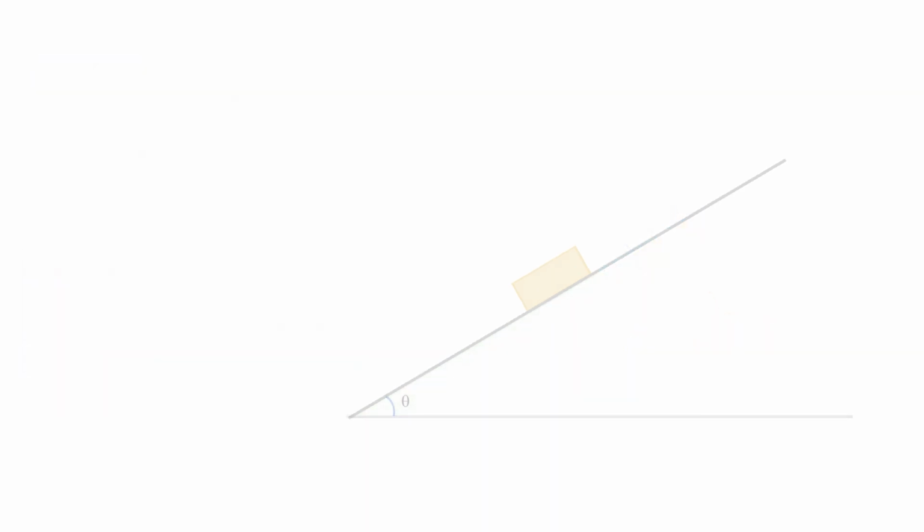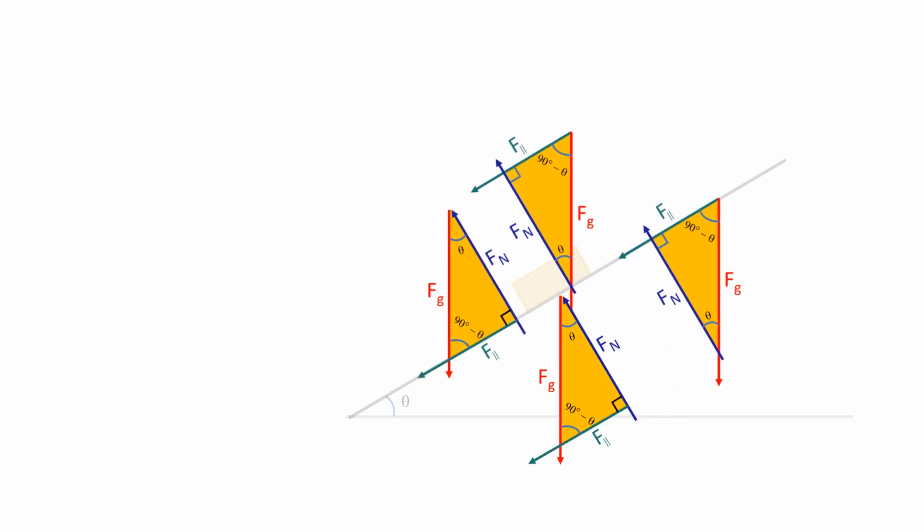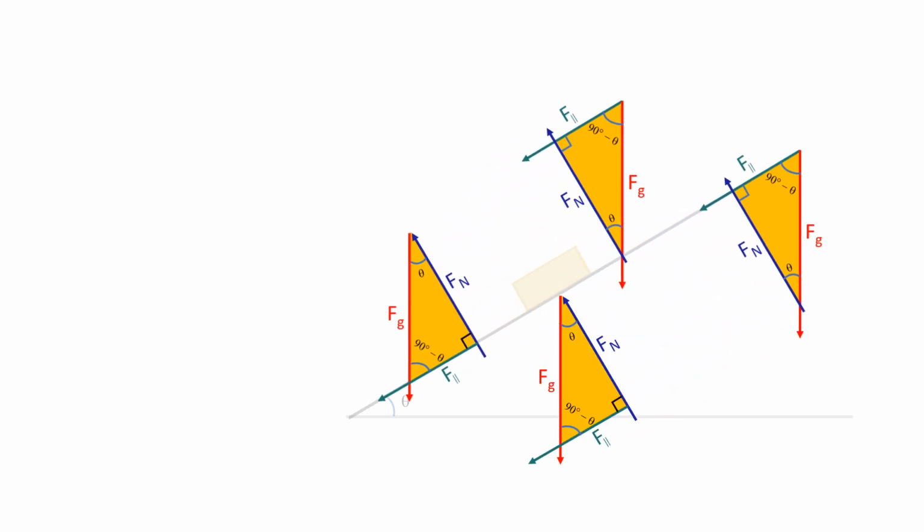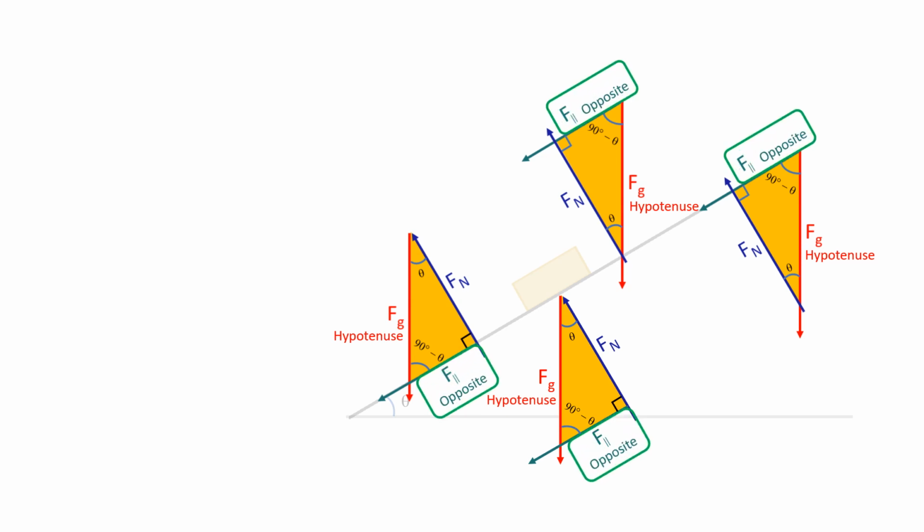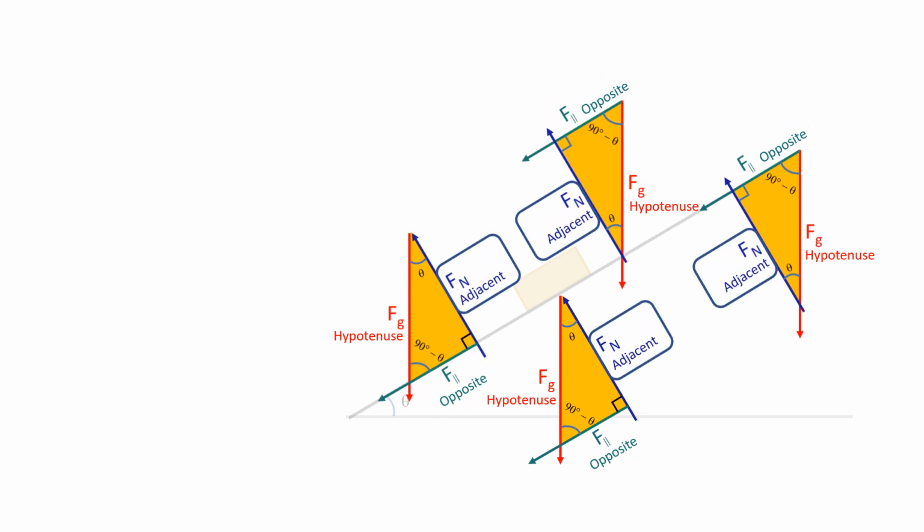By now you may have figured out the pattern. No matter where we place the right triangle of interest or what our configuration is, the gravitational force on the load will always be represented by the hypotenuse. The parallel or effective force will always be represented by the opposite side, and the normal force will always be represented by the adjacent side.